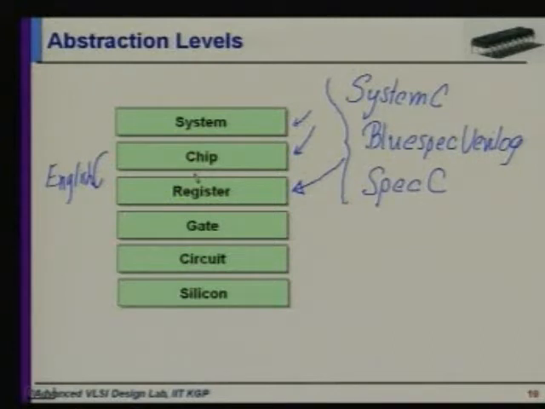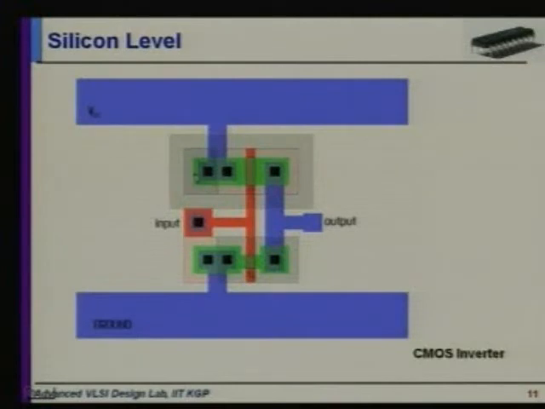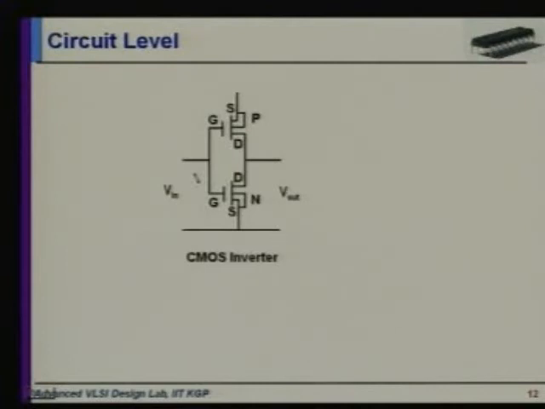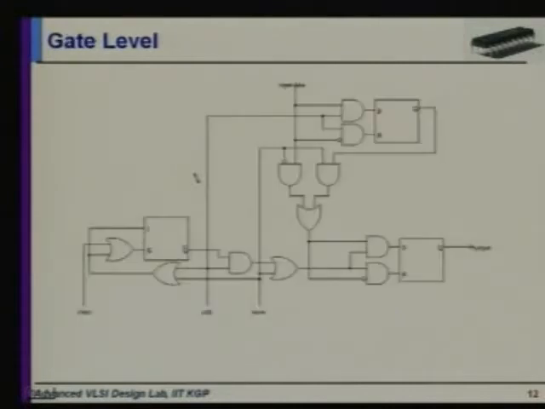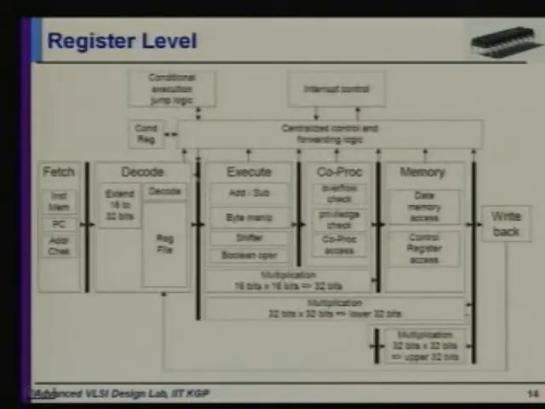Let us look at each of these levels using some pictures. This is the silicon level. I think in the last class you saw some of these. This is a CMOS inverter at the silicon level. If we go one level up, we have the schematic level for the CMOS inverter. Then we have the gate level. This is the register transfer level, and here you see that we are using blocks.